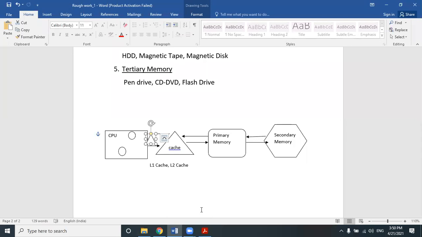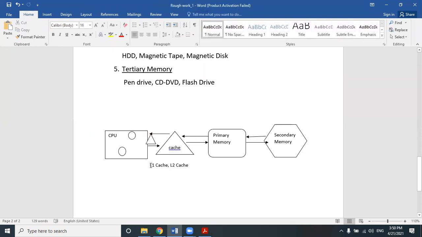Sir, this is registers? No, I already told you registers are represented in terms of circles. Sir, this is another cache memory? Yes, this is also a cache memory. That's why I've used the same symbol. Yes, there are 2 kinds of cache memory available in computer architecture: L1 cache and L2 cache. L1 cache is also called on-chip cache, and L2 cache is also called off-chip cache.